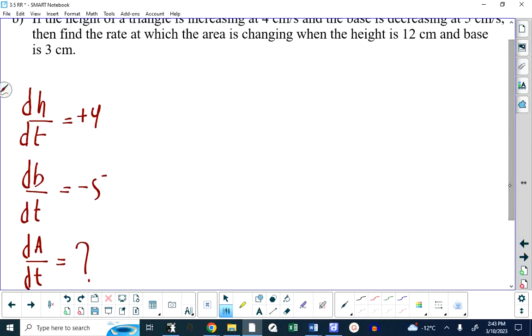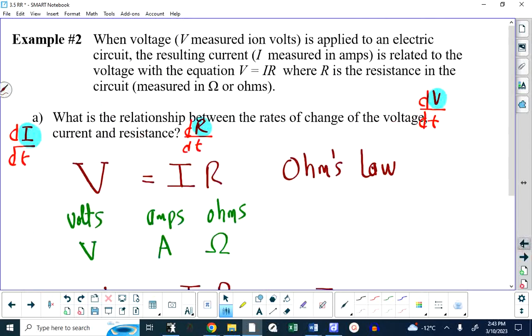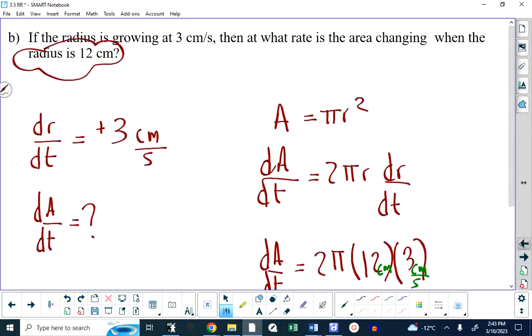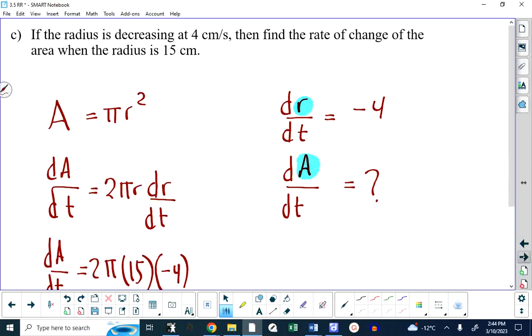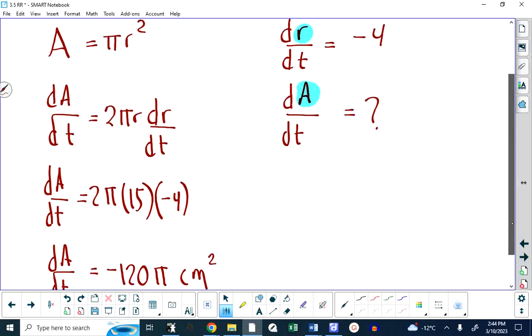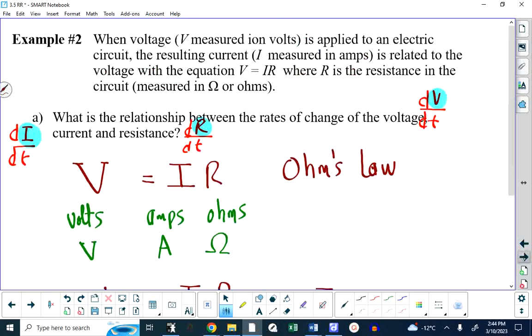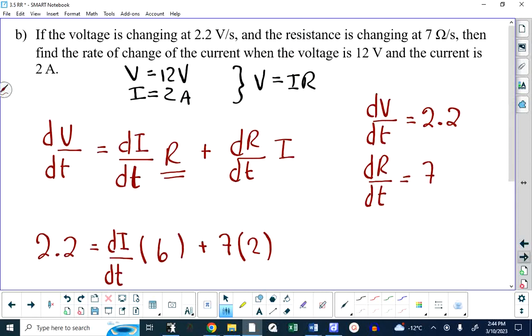The values of the variables in a related rates problem. So, for example, if we go back and take a look at 1b, this radius of 12 centimeters can never be used until you differentiate. Then it can be used. You can put the 12 in here. You don't want to start putting the number in before you differentiate. We can't use the 15 until after we differentiate. You can't use the 12 volts and the 2 amps until after you differentiate.